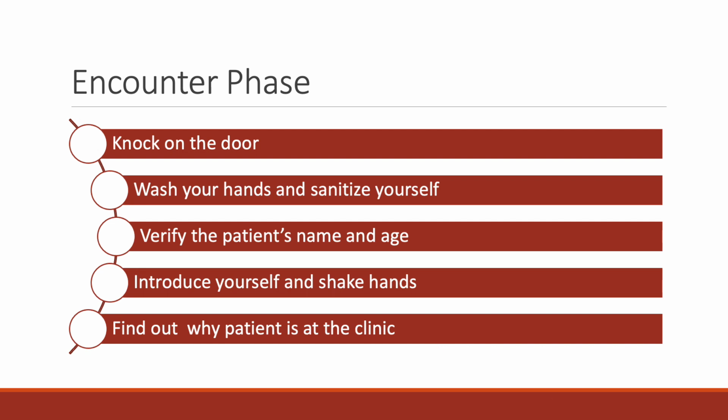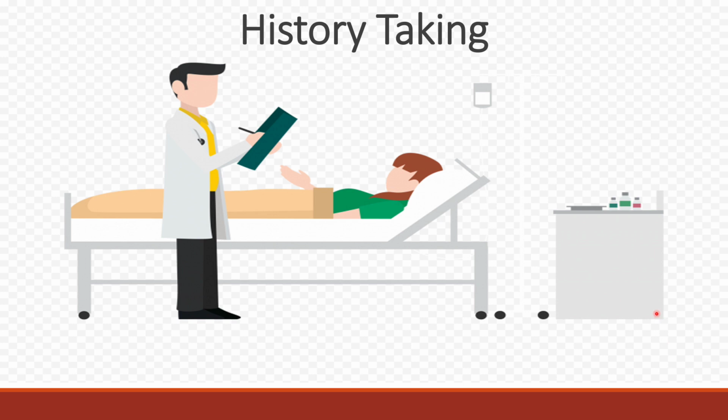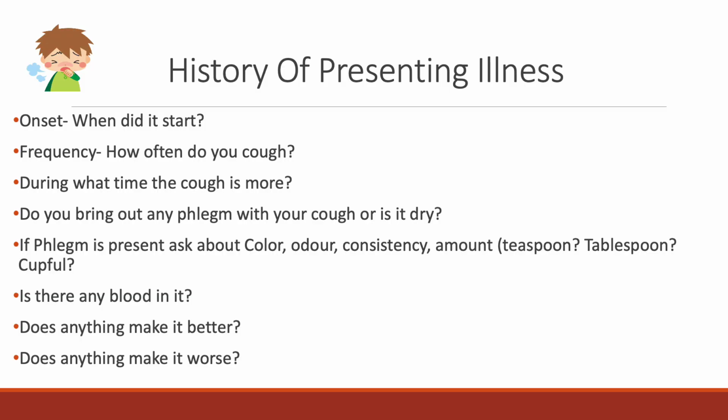Okay, encounter phase, like I told you, history taking, right? So you'll be starting with the history, right? So history of presenting illness. So any disease, any condition, you have to ask about the OCD, that is onset, course, and duration. When did it start? How did it start? How often do you cough, right? During what time is the cough more? Do you bring out any phlegm with the cough, or is it dry?